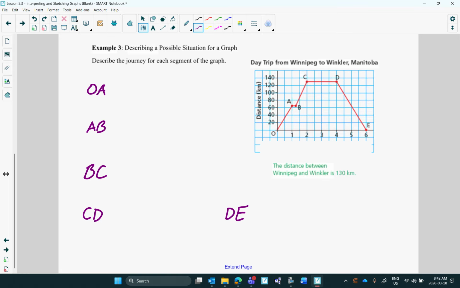Remember, they're starting in Winnipeg. How long have they driven? 1 hour. And how far are they from Winnipeg? 60 more. Yeah, like here, this is 70. So maybe halfway in between. So they're about 65. So they drove 65 kilometers for 1 hour.